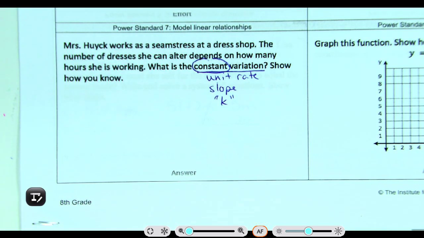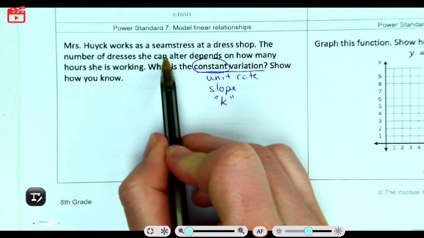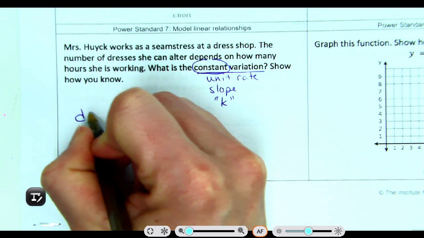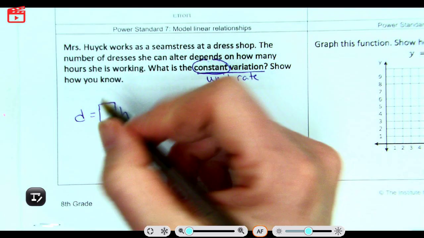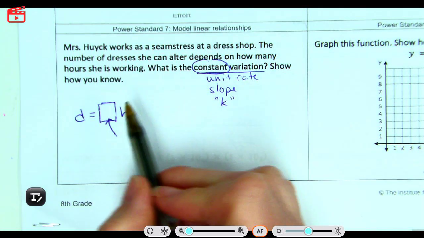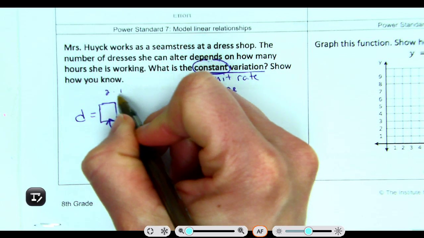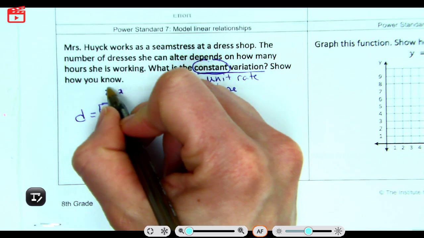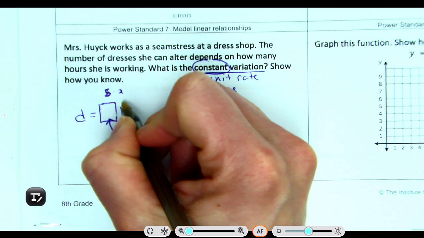So if you think about it, the number of dresses she can alter depends on how many hours she's working. Okay? So the number of dresses is going to depend on something times the number of hours she's working. This something right here is, think about it. If she can do 2 dresses per hour, then we would go, and she works 1 hour, 2 times 1. If she works 2 hours, we do 2 times 2. But what if she can alter 5 dresses an hour? Well, we go 5 times 2. This is depending on the number of hours.